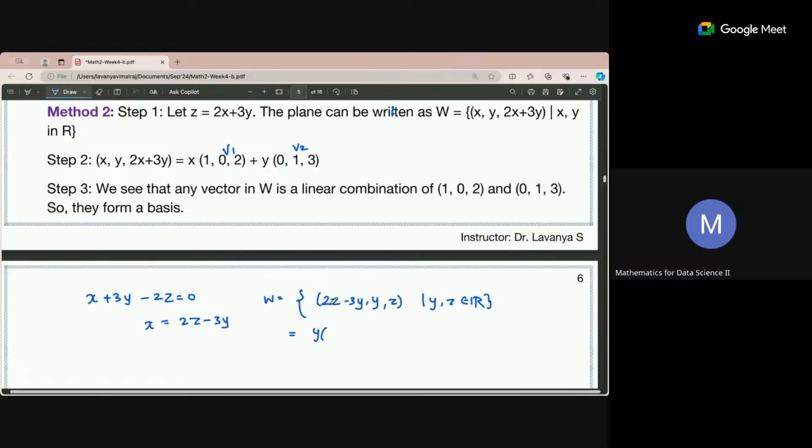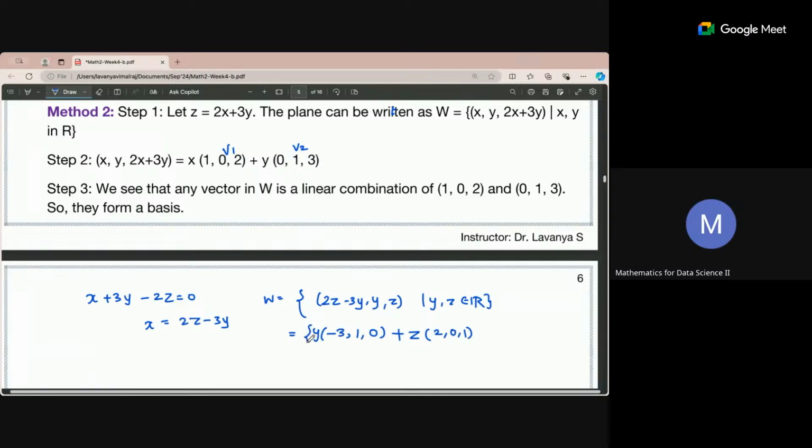What is the coefficient of y in the first coordinate? Minus 3. And in the second coordinate? 1, 1, 0, 0. Right? And then what are the coefficients for z? 2, 2, 0, 2, 0, 0, 0, 1.